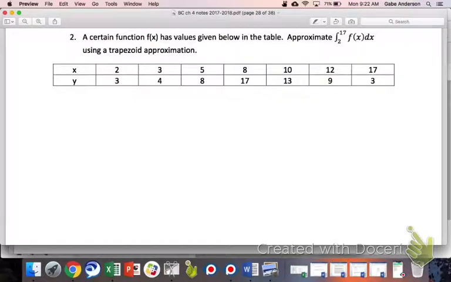So it says a certain function f of x has the values in the table below. Approximate the integral from 2 to 17 using the intervals in the table and a trapezoid approximation. So I put in a little bit of repetition here. Do we go till 30? Yeah, 30. I put in a little repetition here, hopefully to help you guys get a little practice remembering that formula. I don't know how much help you need, but you basically have a curve. We go from 2 to 3 to 5 to 8, so on and so forth.